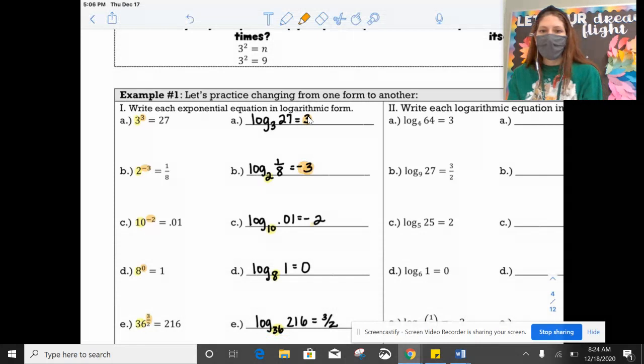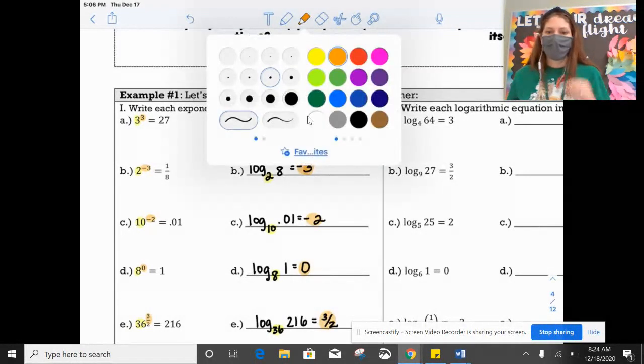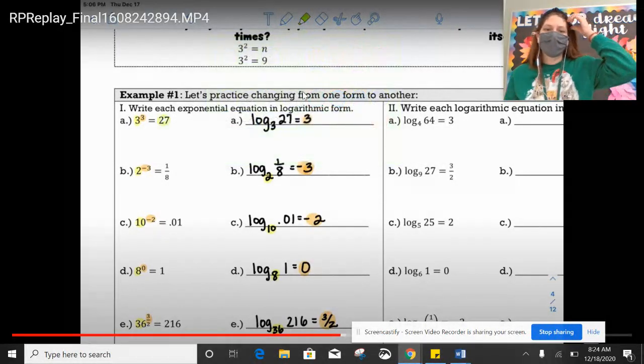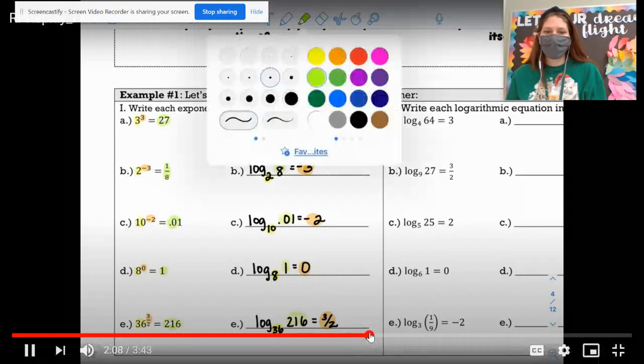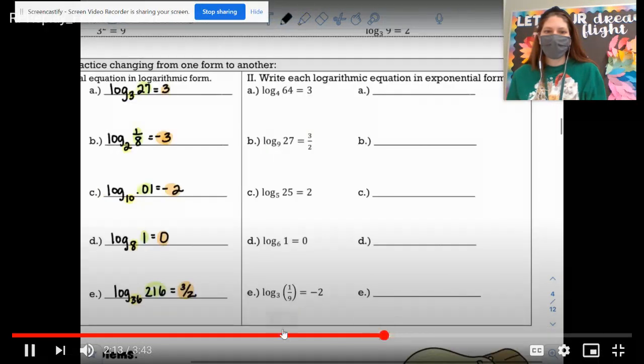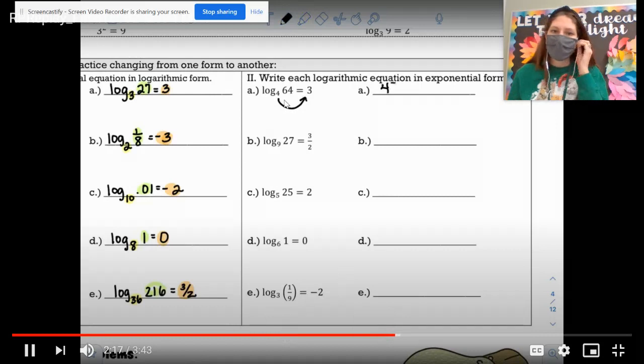On the right-hand side, what we want to do is write each log equation as an exponential equation. So we're going in the other direction. I'm going to speed it up a little bit. I'm going to identify the base, and I usually like to draw these arrows. So 4 to the third power equals 64.